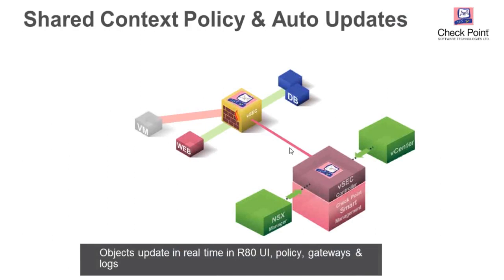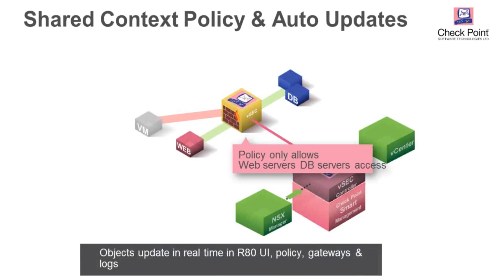So in this example, the web server is speaking to the database server. But if you notice just there, momentarily, the virtual machine, the gray virtual machine on the left, couldn't talk to the database server. This is because the policy that we've set only allows web servers to talk to the database servers.